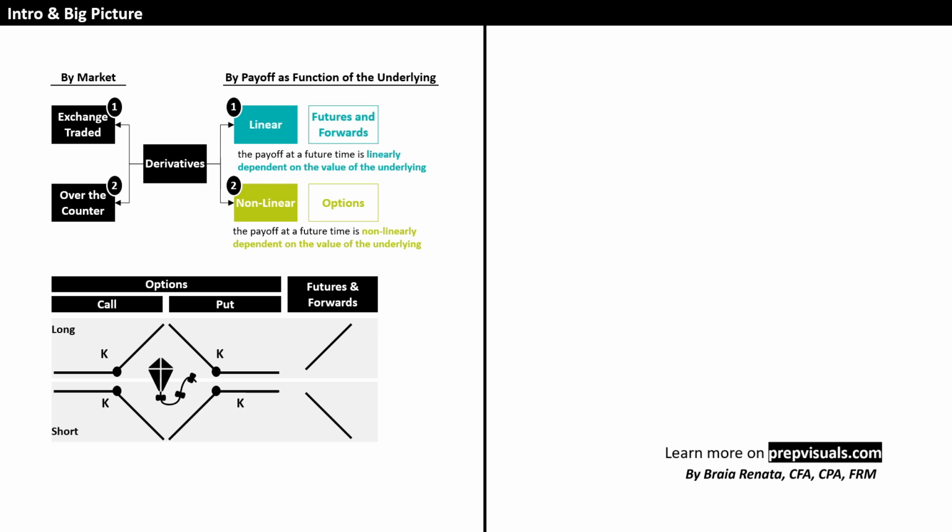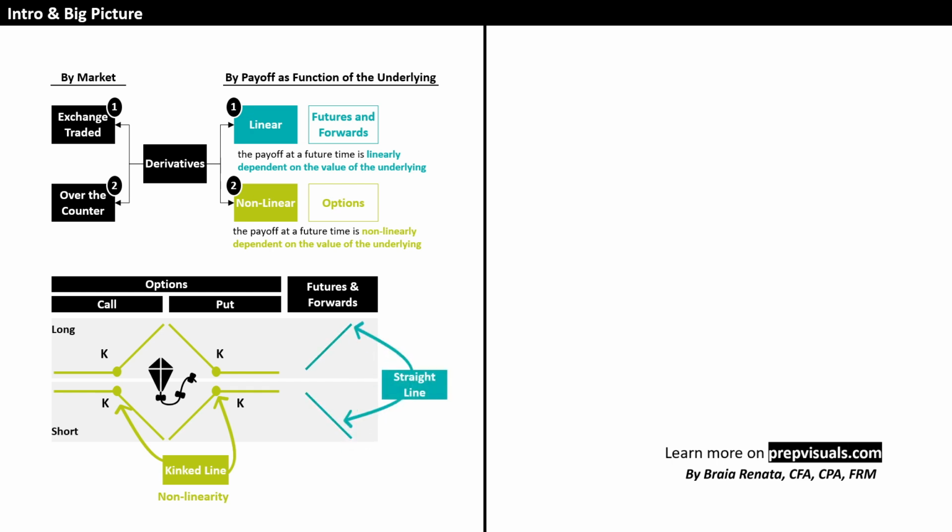So for the time being, all I want you to observe from these diagrams is that in the case of options, we can see that these are kinked lines. And this kink is exactly what is meant by non-linearity. In contrast, if we look at the payoff diagrams for futures, we can observe that these are straight lines. And this is exactly what is meant by linearity.